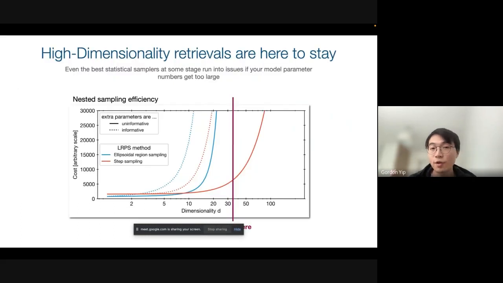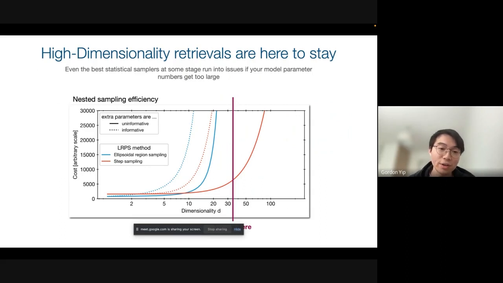So these are all good for one planet, for one simple planet. But then if you want to go for higher dimensional retrievals, if you want to go for more extensive ones, you can't do that anymore. Basically, once we reach about 30 dimensions.